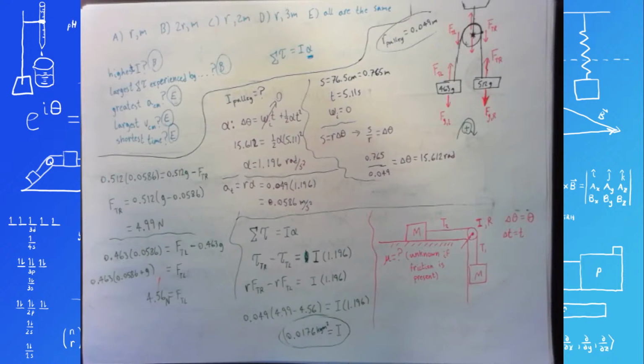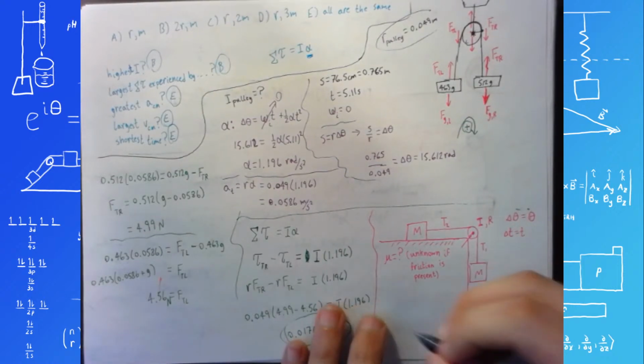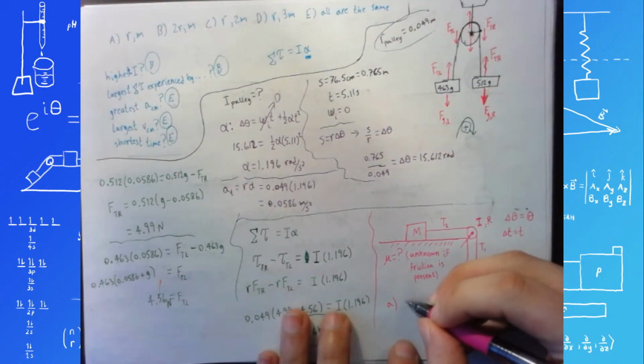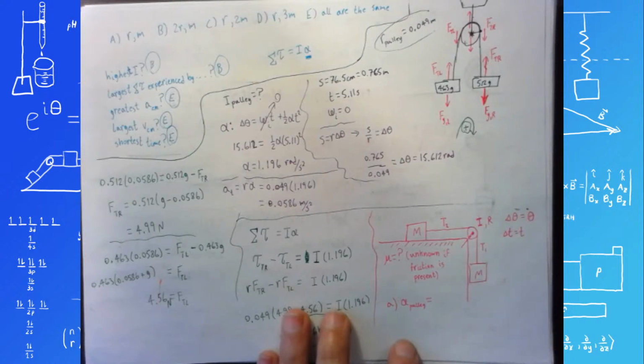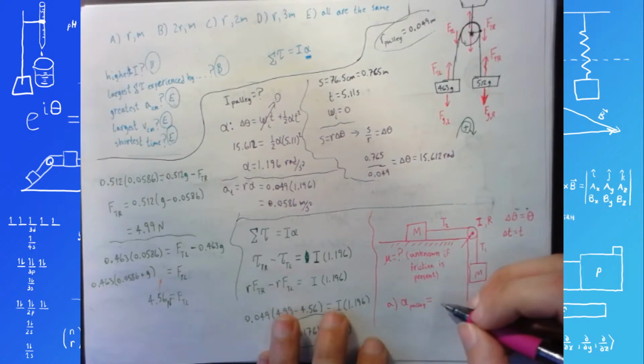So part A is asking, what is the angular acceleration of the pulley? It's got three parts. Part A, what is the angular acceleration of the pulley? Or honestly, I could just say angular acceleration, period, because the blocks are certainly not going to be the ones with the angular acceleration.